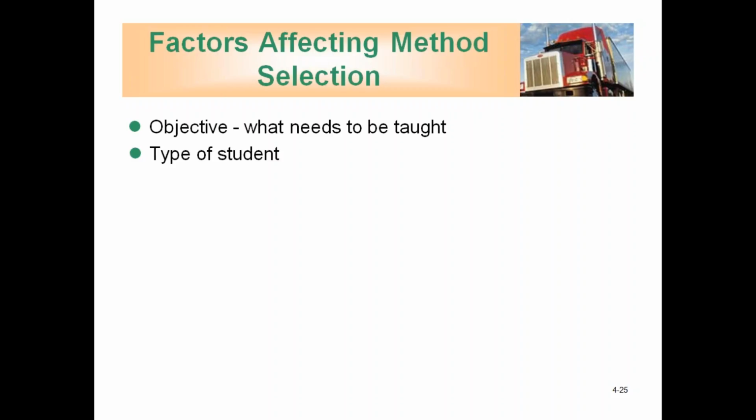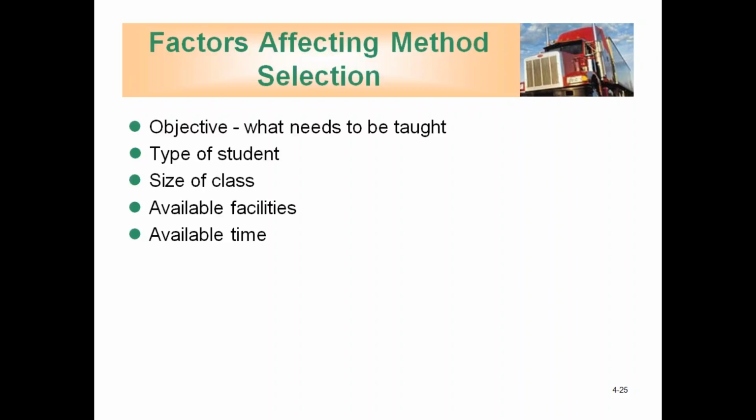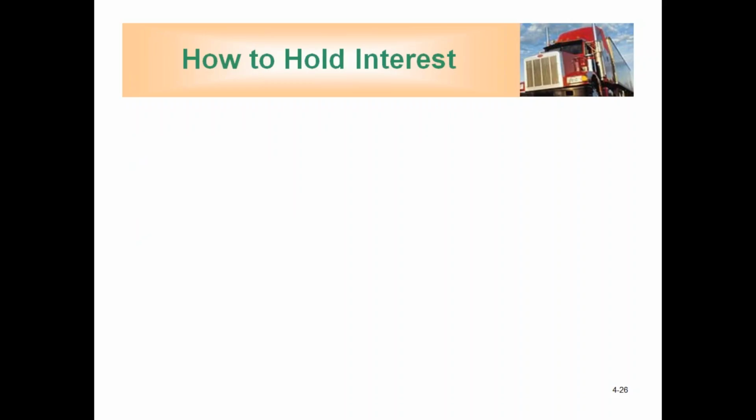Then the type of the student. What is the background of the students? Then size of the class, available facilities, available time. So these are the various factors for which you have to select the method. Either you can use the dialogue, either you can use the teaching, whatever the material, whatever the method that you have selected, that depends on the objective, the type of the student, size of the class, available facilities, available time. Then how to hold the interest.